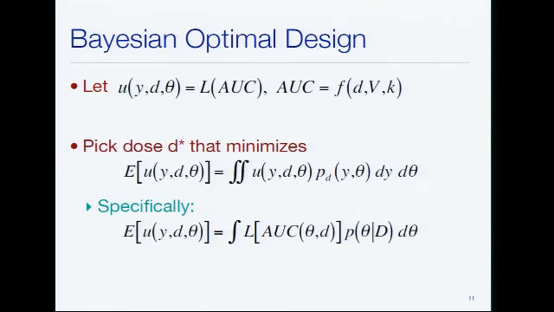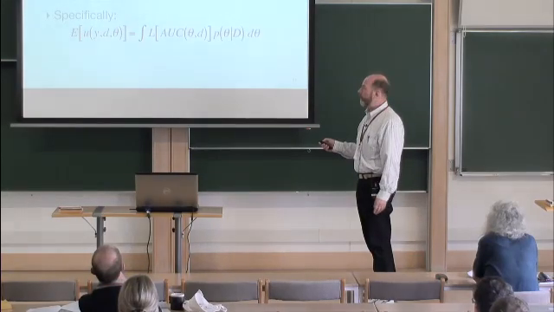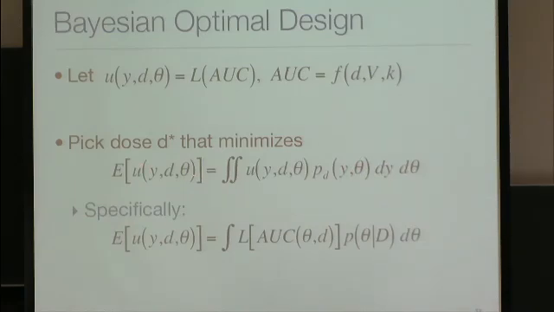So in this case, our utility function has the outcome, the design, which would be, in this case, the dose that we give, and then the parameters associated with the pharmacokinetic model. So we have a loss function that's a function of the area under the curve. AUC would be a function of those parameters and the dose. We're going to pick the dose that's going to, in this case, minimize our loss. So our utility function here is a loss associated with being outside that range.